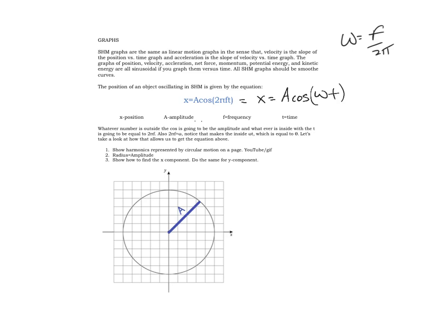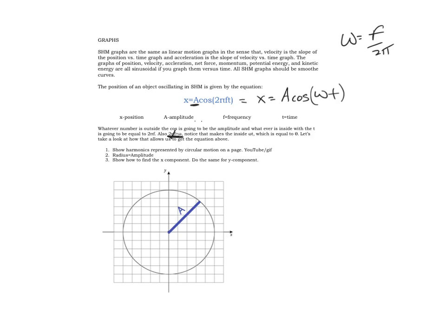Also, look, if you read through, whenever a number is outside the cosine, that is going to be the amplitude. So whatever number is right here is going to be your amplitude, and whatever is inside with the t is going to be equal to 2 pi f. I wrote this wrong. I forgot to put the division sign there. Notice that makes the inside omega t, which is equal to theta.